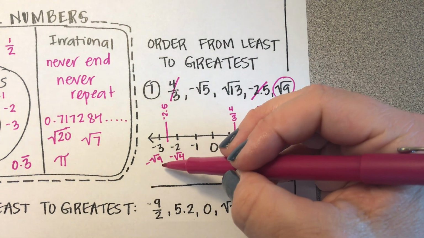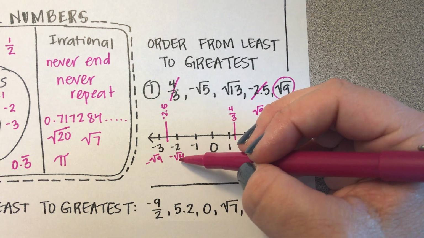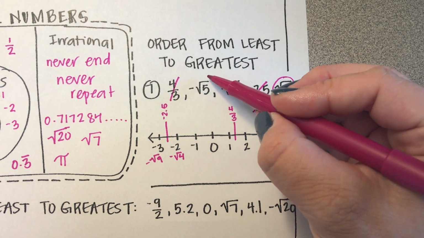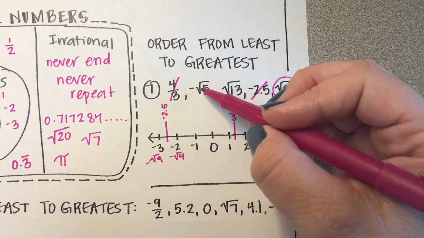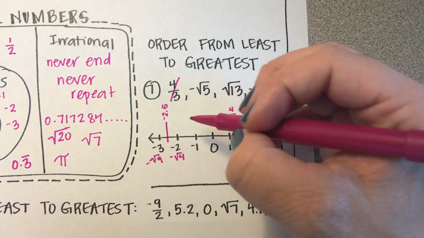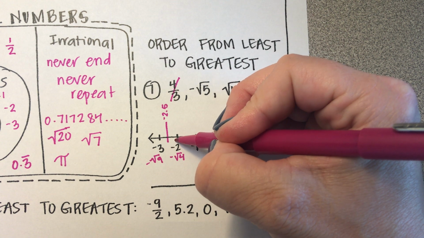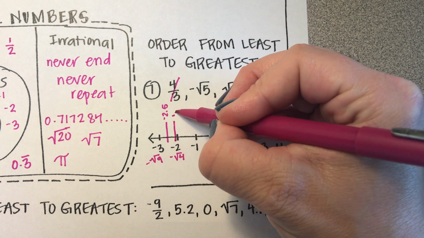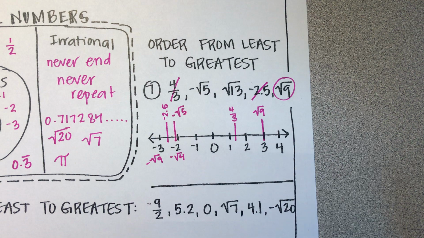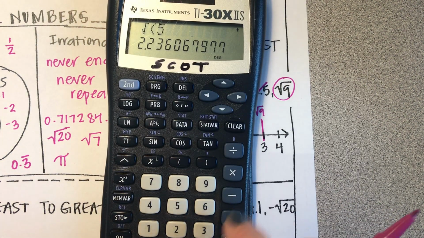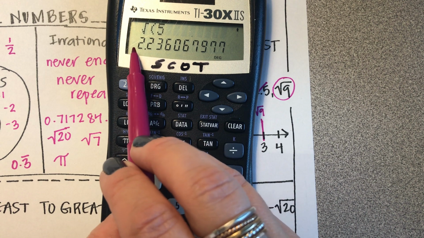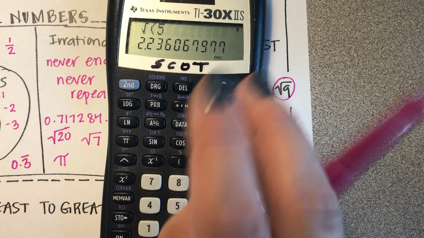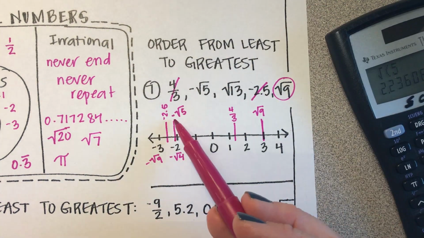So the negative root of 9 is negative 3. The negative root of 4 is negative 2. Which one of these, negative 9 or negative 4, is this closer to? It's closer to negative 2. So this would be the negative square root of 5. We're not using calculators, but if I did, it's 2.236, but it's negative. So negative 2.236. Okay, so that comes here.